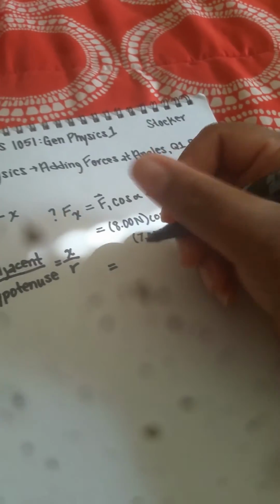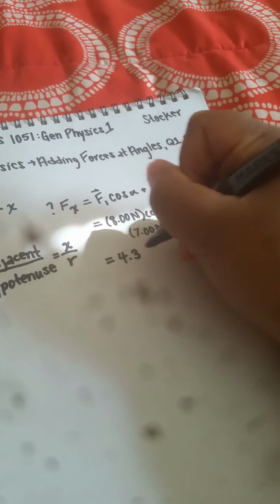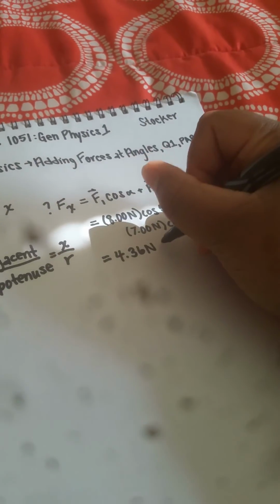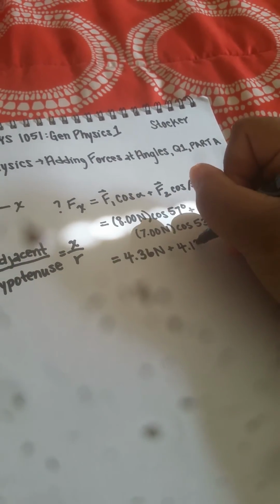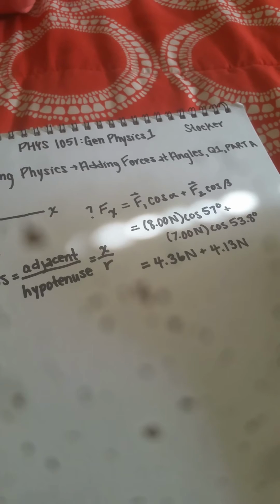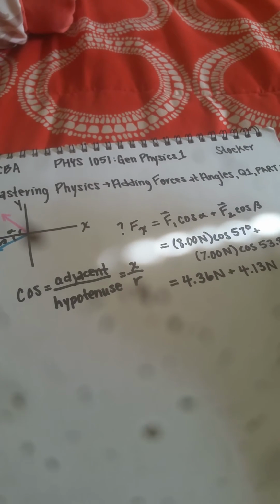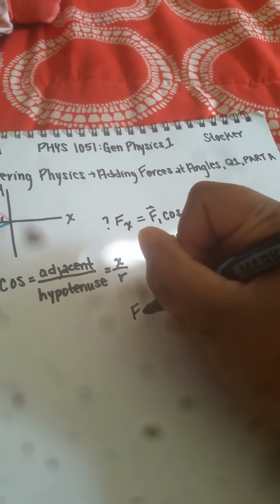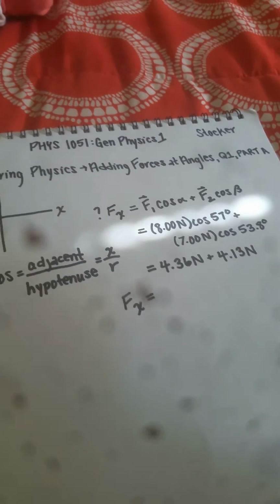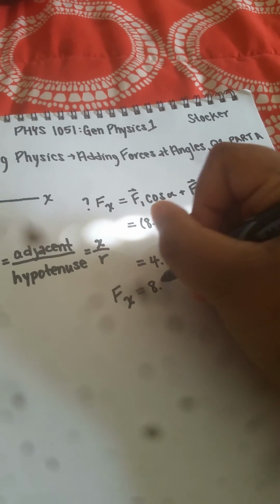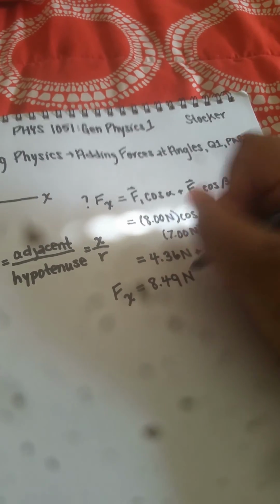For the first part, you get 4.36 newtons plus 4.13 newtons is what you get for the second part. And then you just add the two together and you get Fx is equal to 8.49 newtons.